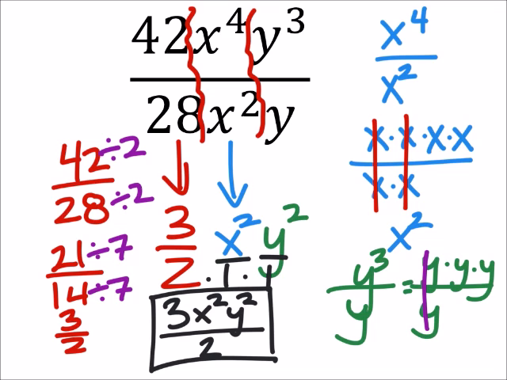If you had left it this way with the red, the blue, and the green there, that would have been acceptable too. I mean, if you want to put those over 1, that's fine. But formally, this is the way that they want to see it right here.